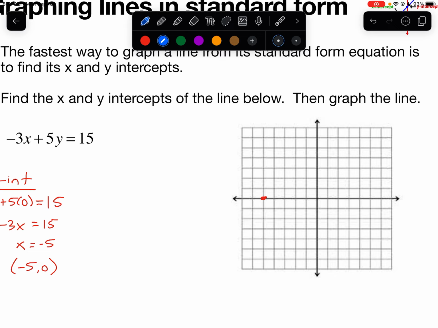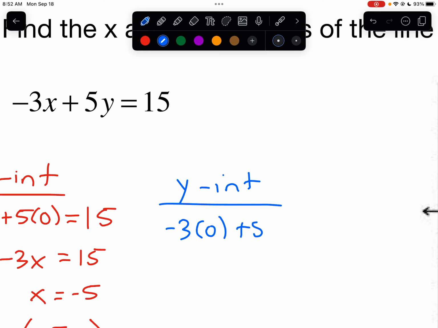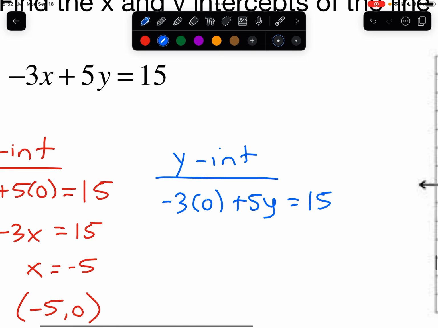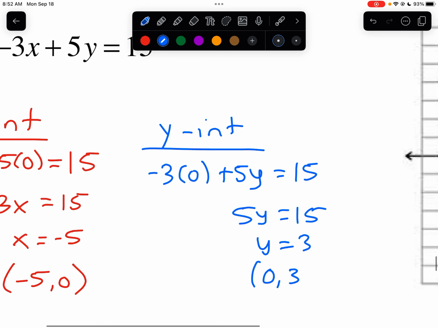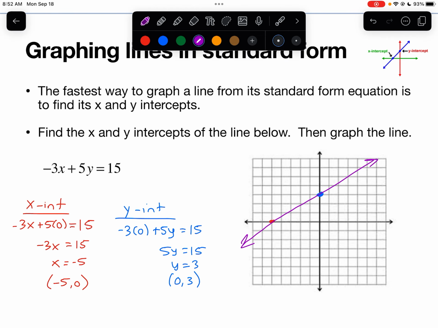Let's find the y-intercept. This is where the line crosses the y-axis. Well, at that location, the x-coordinate will be 0. So to find the y-intercept, we plug 0 in for x, and we solve for y. Well, negative 3 times 0 again drops out. We divide both sides by 5 to find that the y-intercept here is 0, 3. Plot that on our graph. 2 points is really all we need to draw a line, right? And so there we have it. We have just graphed this standard form equation, negative 3x plus 5y equals 15.